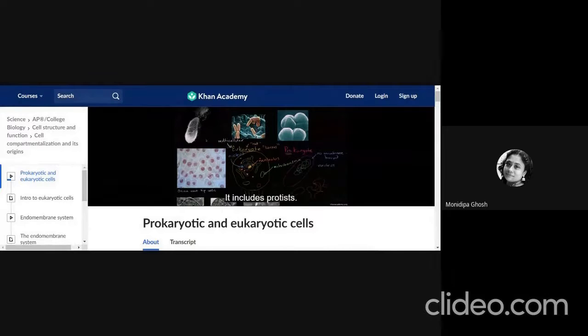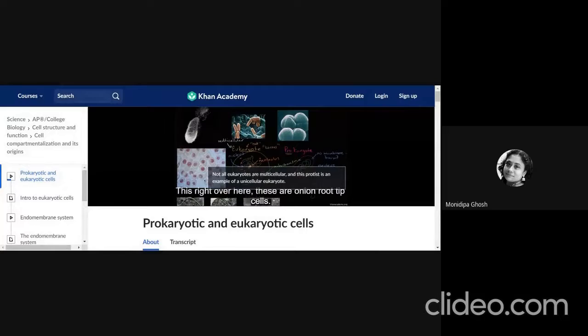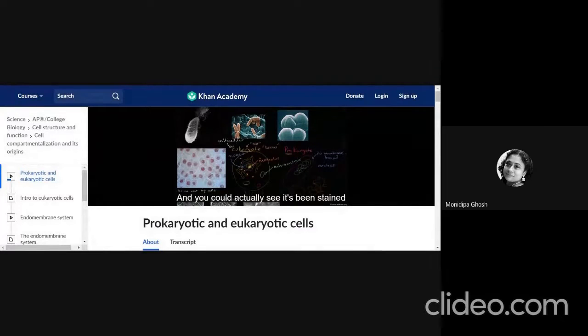It includes protists. This is a paramecium right over here. This is eukaryotic. It's going to have a membrane-bound nucleus and other organelles. This right over here, these are onion root tip cells. So these are plant cells, and you can see it's been stained. You can see the membrane-bound nucleus here. And this is a cool picture because you can see these cells at different stages of mitosis, which is interesting. Animal cells, the things that make you, are eukaryotic.